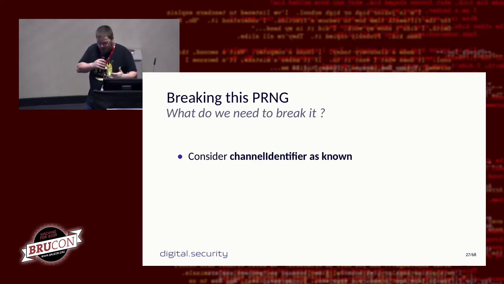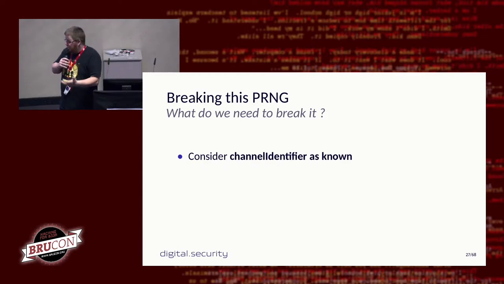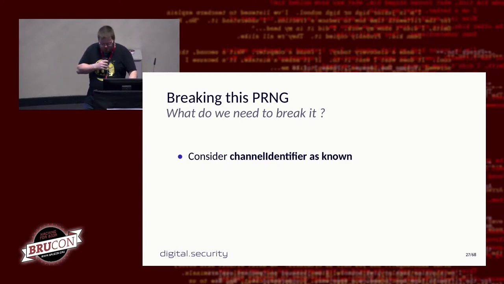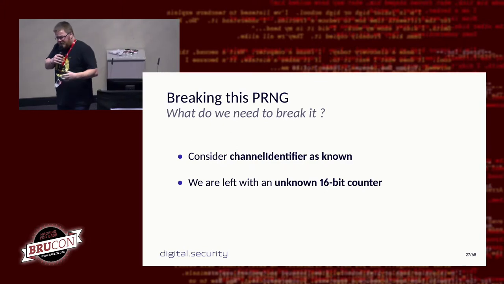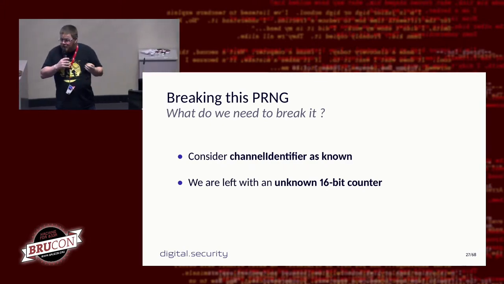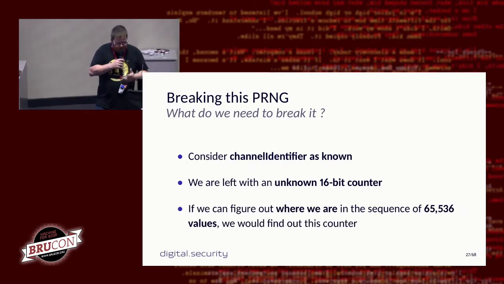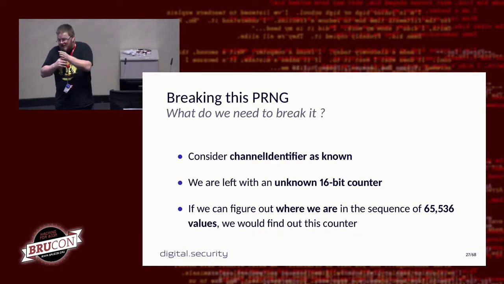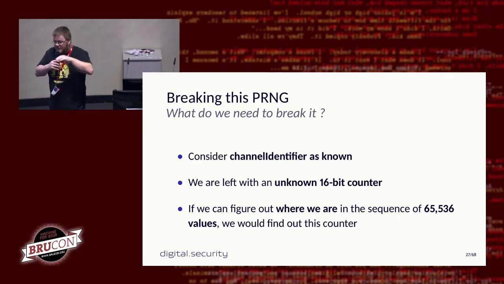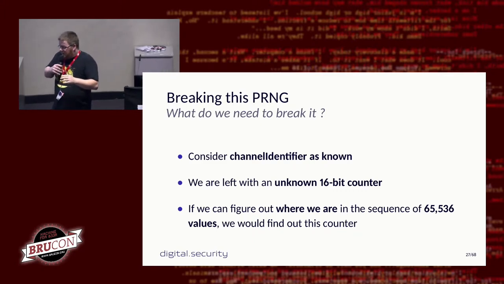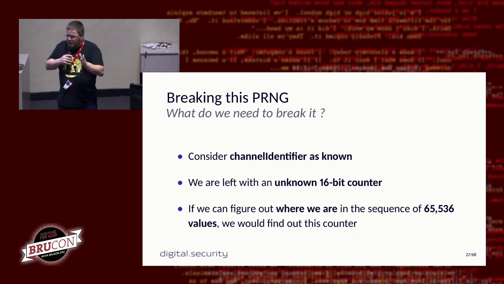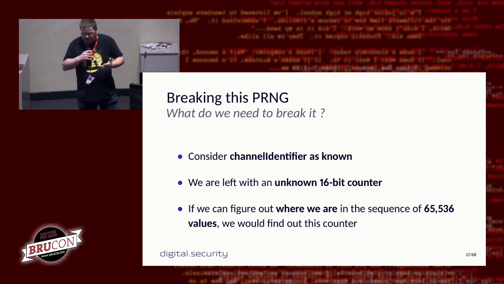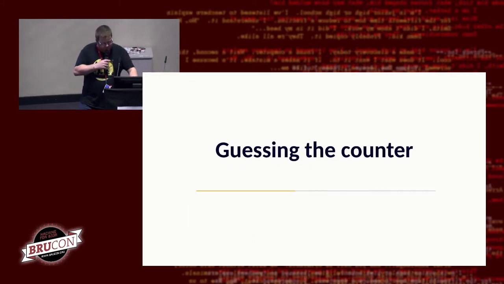So as an attacker, I consider that the channel identifier is known since it's based on the access address. We are left with a 16-bit value, which is a counter. So what can we do with that? If we can figure out where the connection is in this sequence of 65,000-ish values at a specific time, then we can synchronize with the connection and then sniff, jam, and hijack. So this is quite interesting for breaking this PRNG.